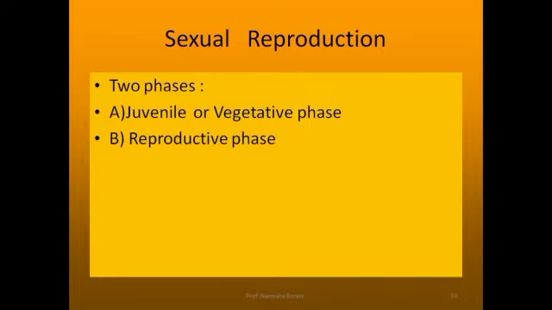Basically, in plants there are two phases: the juvenile phase, also called the vegetative phase, and the second one, the reproductive phase. The end of the juvenile or vegetative phase marks the beginning of the reproductive phase. This can be easily seen in higher plants at the time of flowering, as the flower is a specialized reproductive structure of a plant in which sexual reproduction takes place.